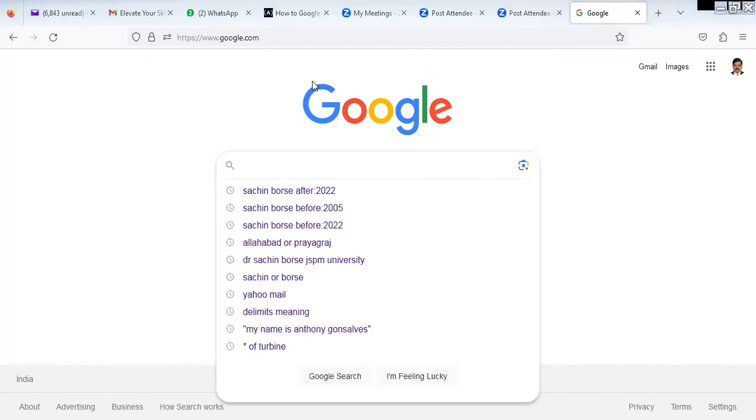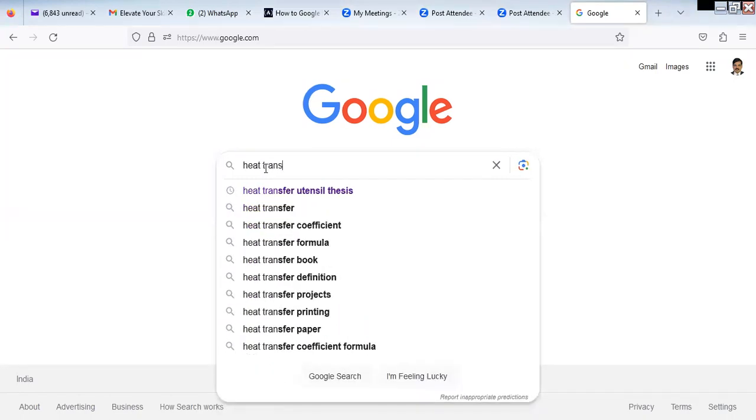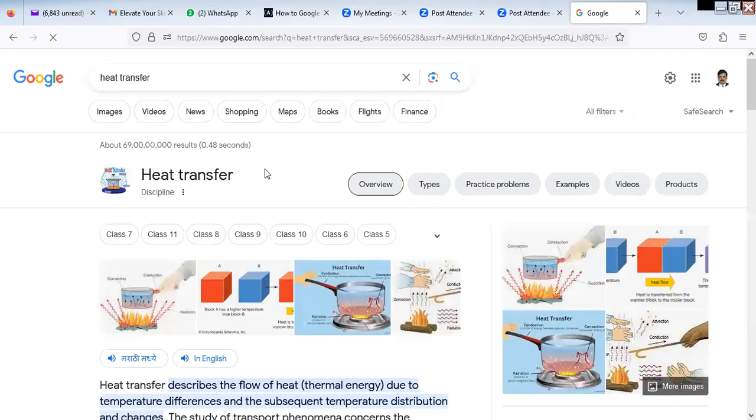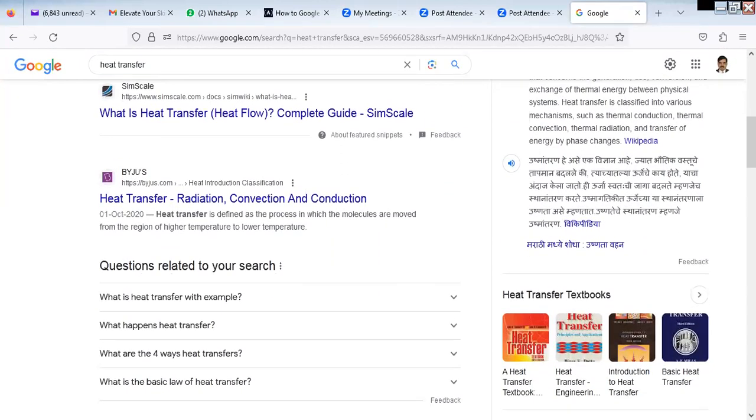You can search any paper from Google. Like I put some heat transfer. If I put heat transfer, it will give a very broad area. It will tell about the subject. What is heat transfer? Then the definition.